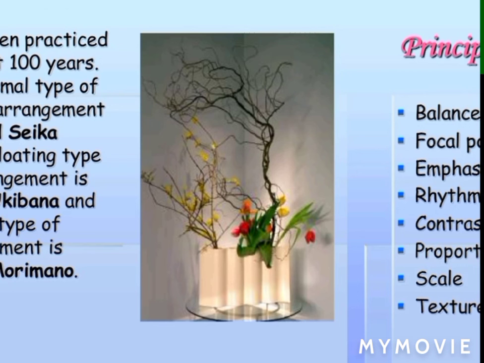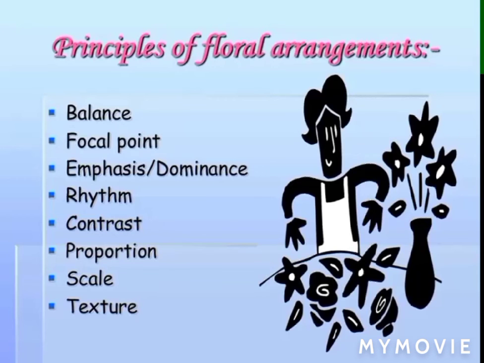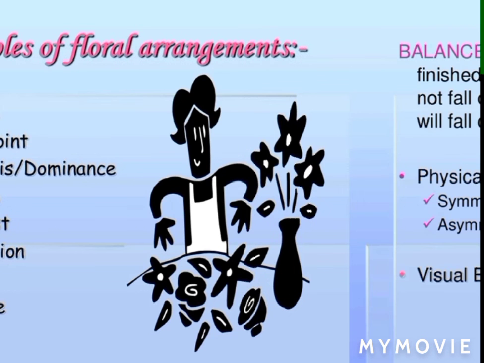This is the other form, ukebana, and the basket type of arrangement is called morimono. Then we have principles of flower arrangement. These are balance, focal point, emphasis or dominance, rhythm, contrast, proportion, scale, and texture.